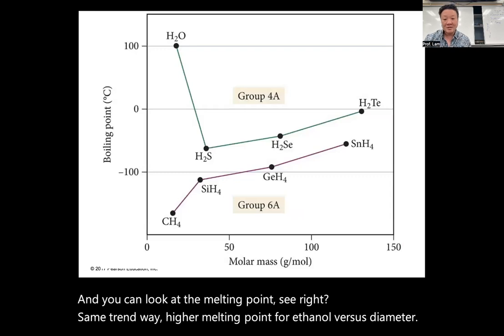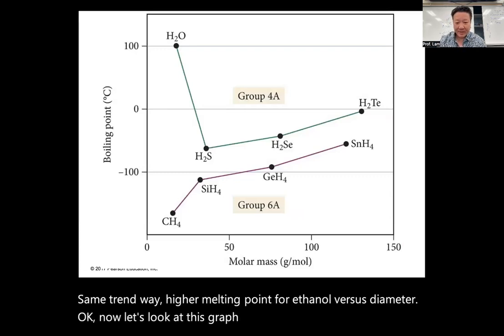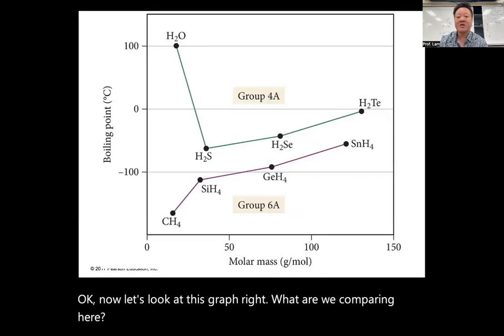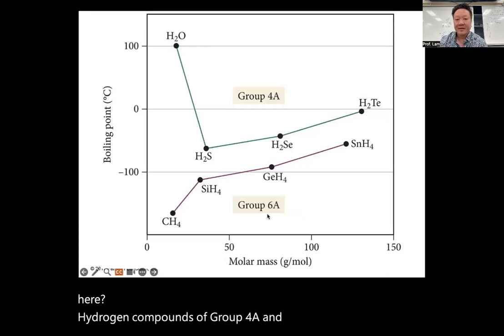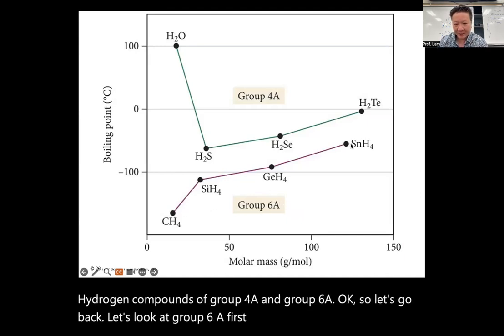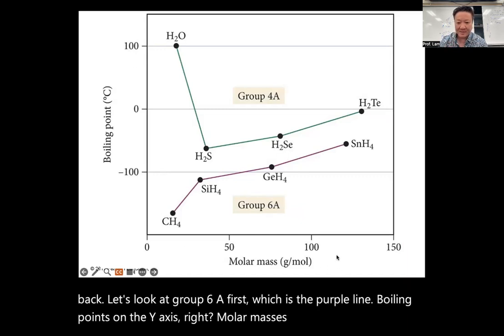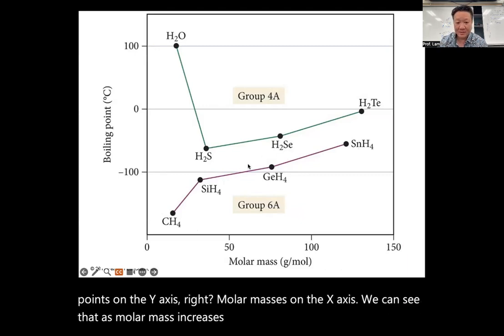Now let's look at this graph, right? What are we comparing here? Hydrogen compounds of group 4A and group 6A. Okay, so let's look at group 6A first, which is the purple line. Boiling points are on the y-axis, molar mass is on the x-axis. We can see that as molar mass increases, dispersion would increase, right?